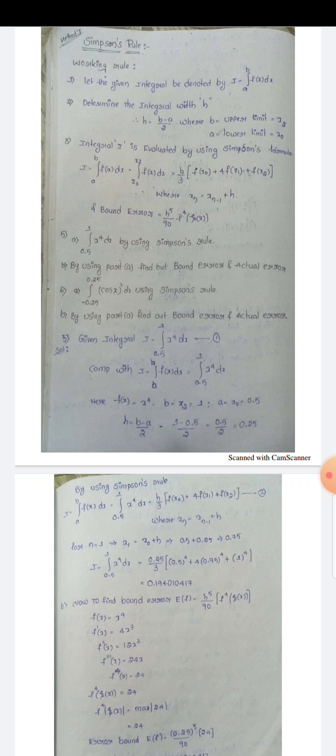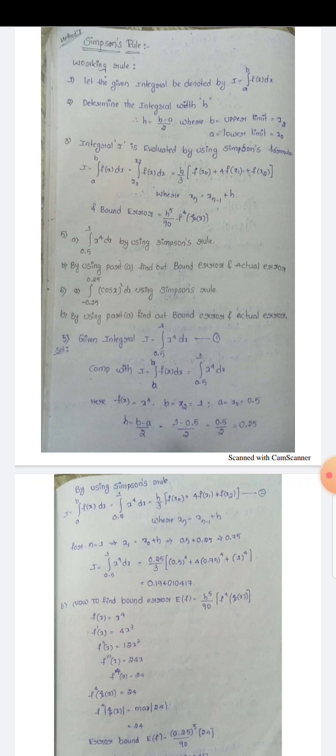Today's topic: Simpson's rule. Working procedure. First point: let the given integral be denoted by I equals integral a to b f of x dx. Second: determine the step size h. Therefore h equals (b minus a) by 2, where b is the upper limit, equal to x2, and a is the lower limit, equal to x0. Third: the integral I is evaluated using Simpson's formula.